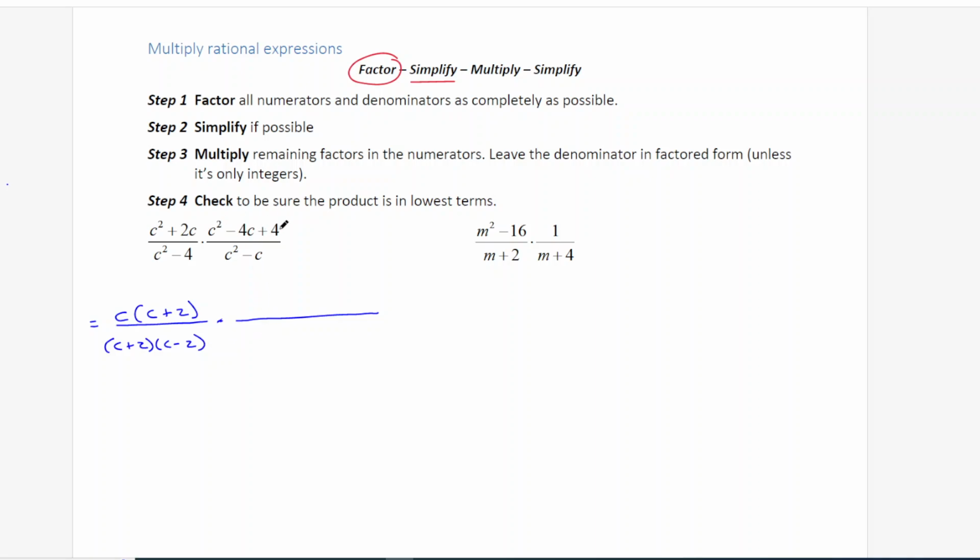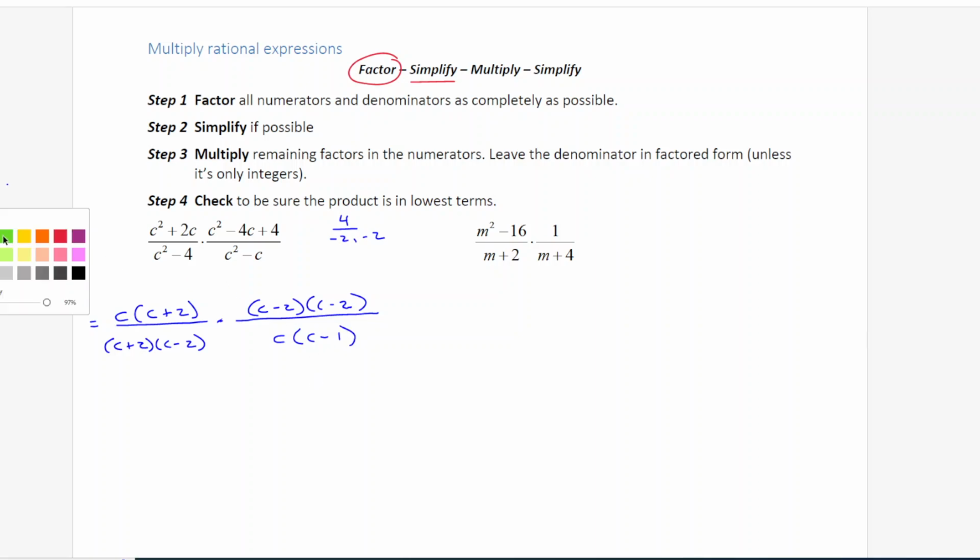Then my numerator up here, it's a trinomial. So I'm going to look for two numbers that multiply to give me 4 and add to give me negative 4. That's negative 2 and negative 2. You could factor this as c minus 2 all squared, or you can write it as c minus 2 times c minus 2. Up to you. And then my denominator, I have another greatest common factor of c, and I'm left with c minus 1.